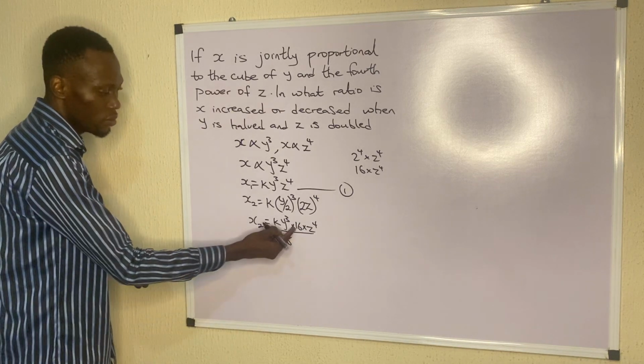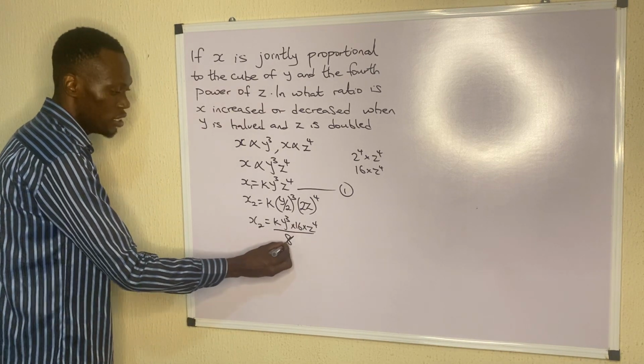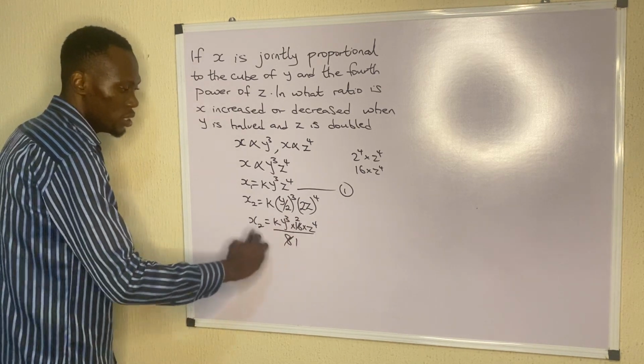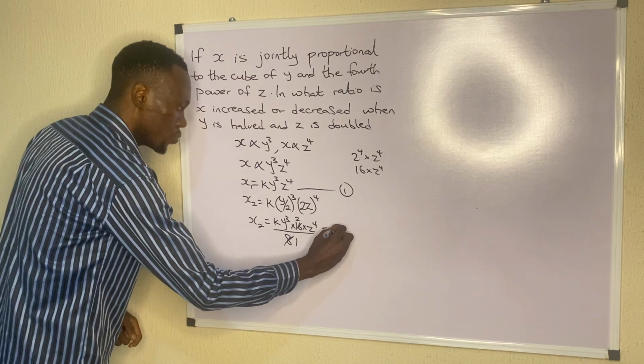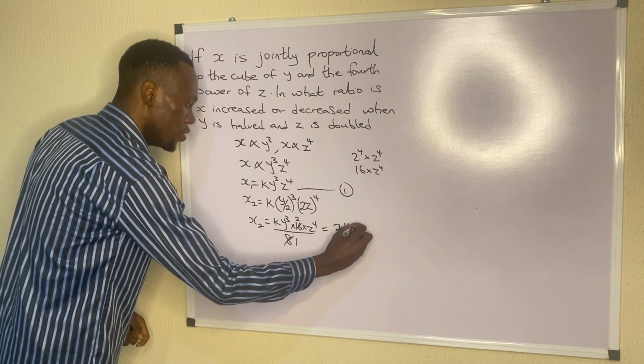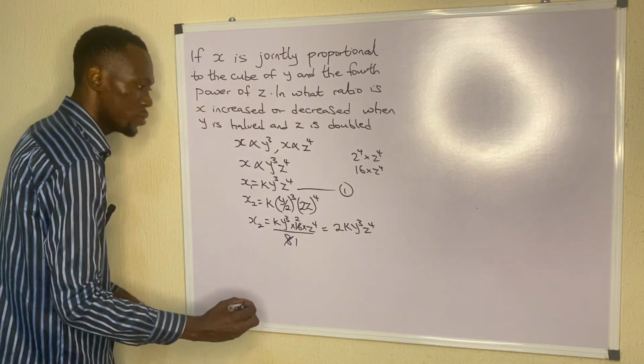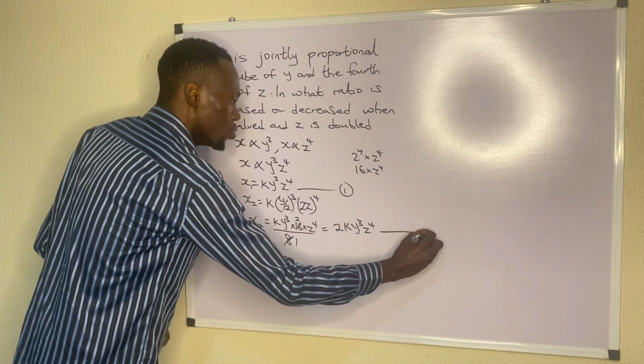I can break this down. 8 can go into 16, right? 8 here is 1 and 16 here is 2. So doing this, I'll have 2k y raised to power 3 z raised to power 4. Are we together? I can call this equation 2.